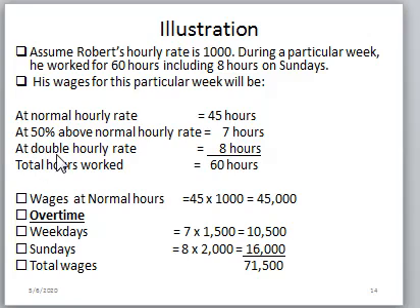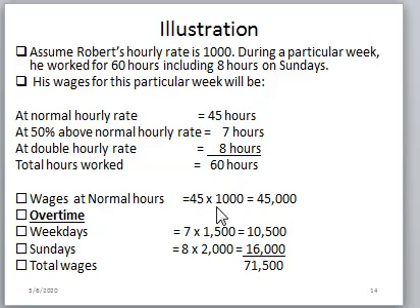Then on Sunday, he worked for 8 hours. So the remaining hours, which are 7, are overtime in weekdays. So that becomes the total of 60. The normal hours are paid at the normal rate. The overtime in the weekdays will be paid at 50% above, and the hours on Sunday will be paid at double the rate.